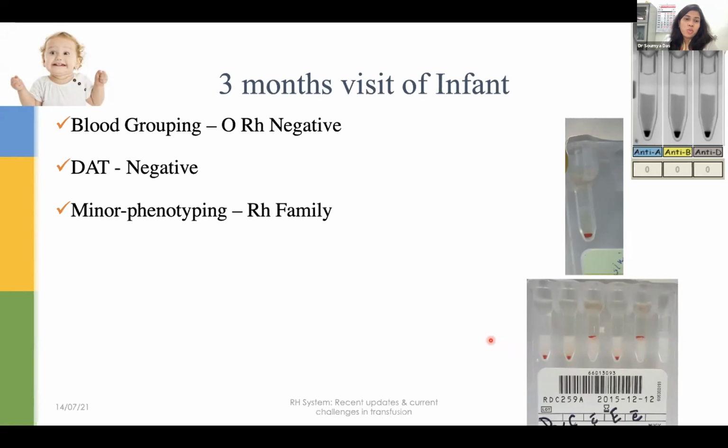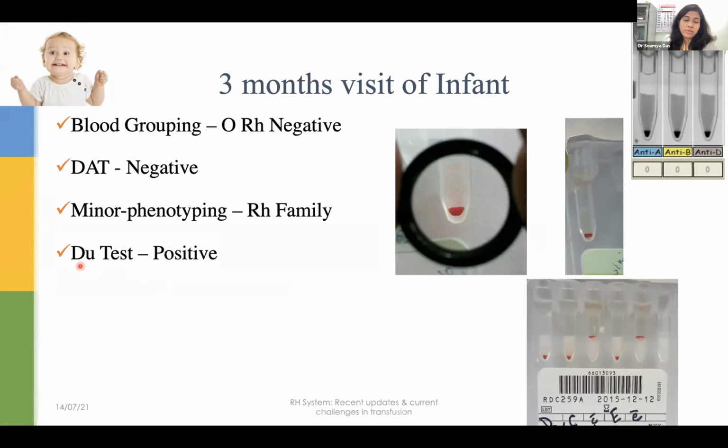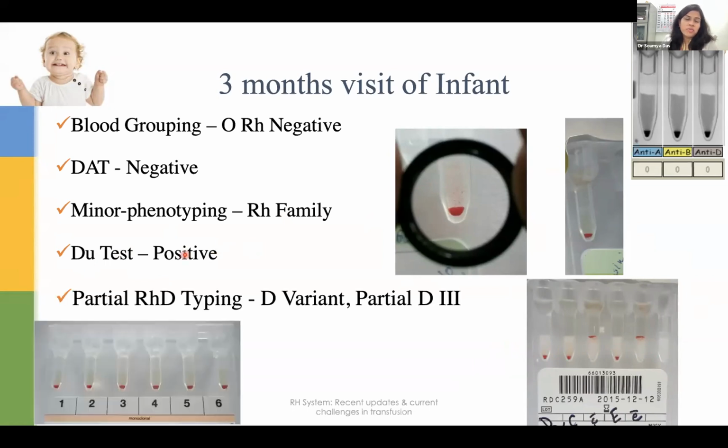Then the question: why was the blocking of D there? As the peripheral center had also run a DU test, we thought, why not put up DU testing and see. The DU testing gave a weak positive reaction. Then it clicked to us: why not run a partial variant D typing panel? So we did a variant D typing panel, and it turned out to be a partial D type 3 phenotype.